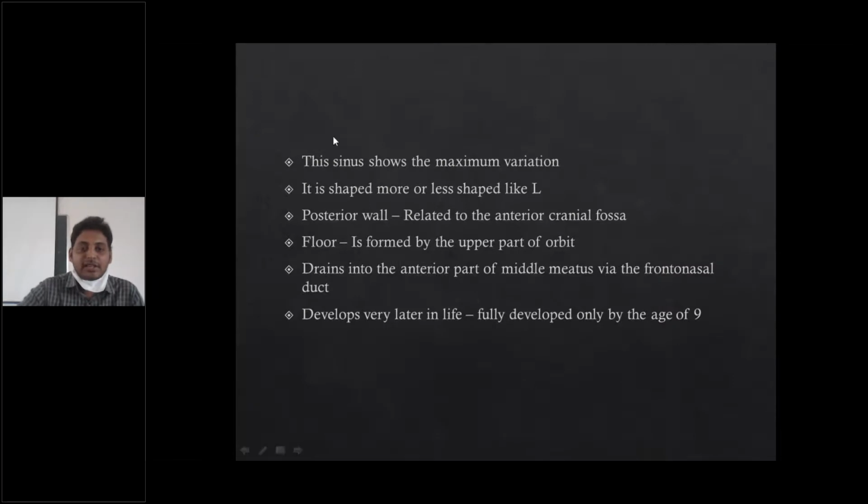Now coming to the relations of the frontal sinus. The anterior wall of the frontal sinus will be formed by the bone covering the anterior part of the frontal bone, and the skin over that. The posterior wall of the frontal sinus will obviously be the bone and the brain, which is the anterior cranial fossa and brain. The floor is formed by the upper part of the orbit.